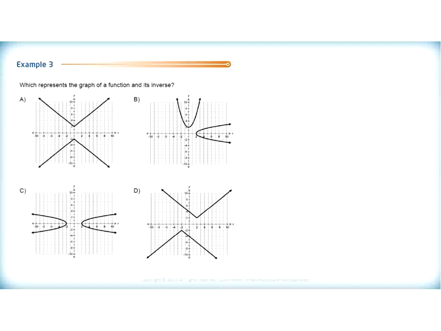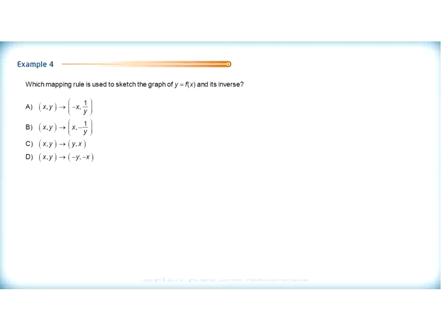The way we do this, of course, is let's draw the line y equals x. The line y equals x passes through there. Let's draw the line y equals x passing through here, through there, and through there. We know that a function and its inverse are reflections of each other in the line y equals x. Which of these four graphs are reflections of each other in the line y equals x? The only one that really is, is B. B is a true reflection of a graph and its inverse in the line y equals x.